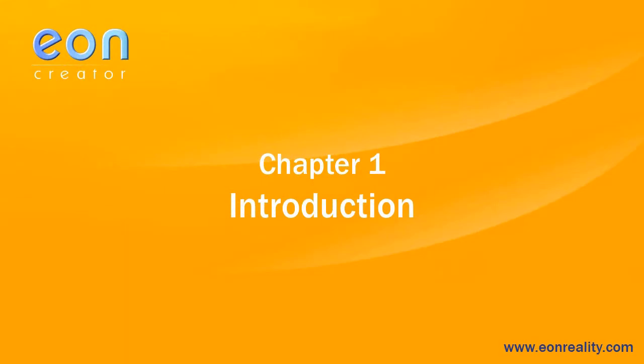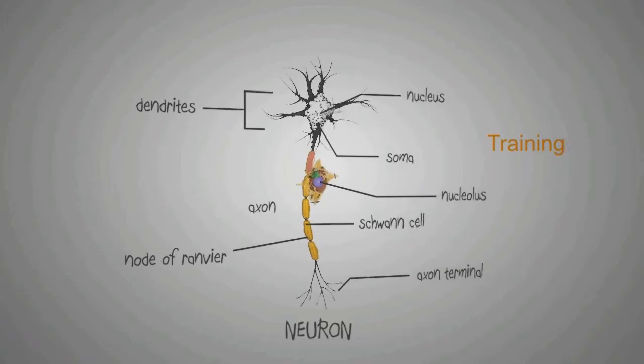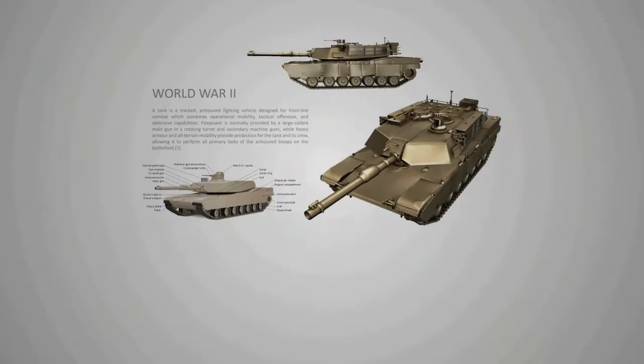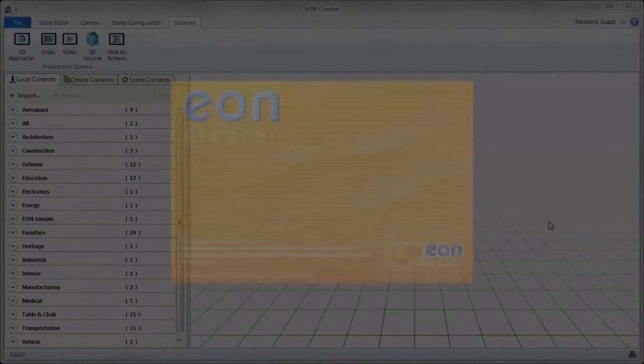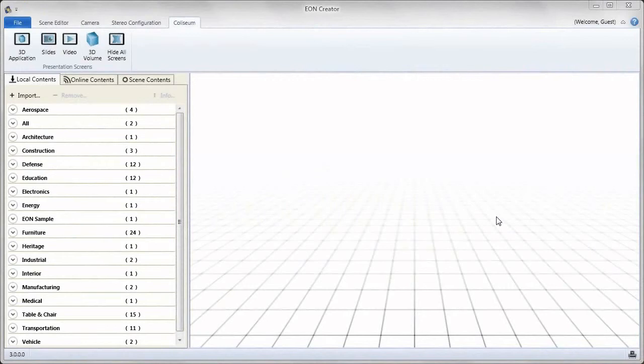Chapter 1 Introduction. EON Creator is a tool that allows users to build interactive learning simulations for training, education, and presentation purposes. So now we will go through the workflow of what we need to do to make a fun interactive presentation or meeting. First, we must prepare our 3D content.